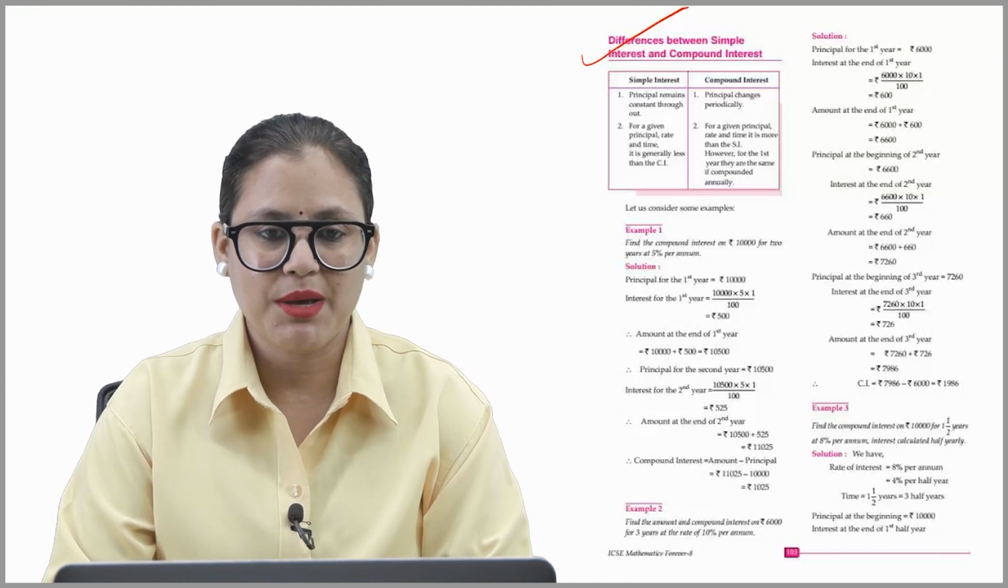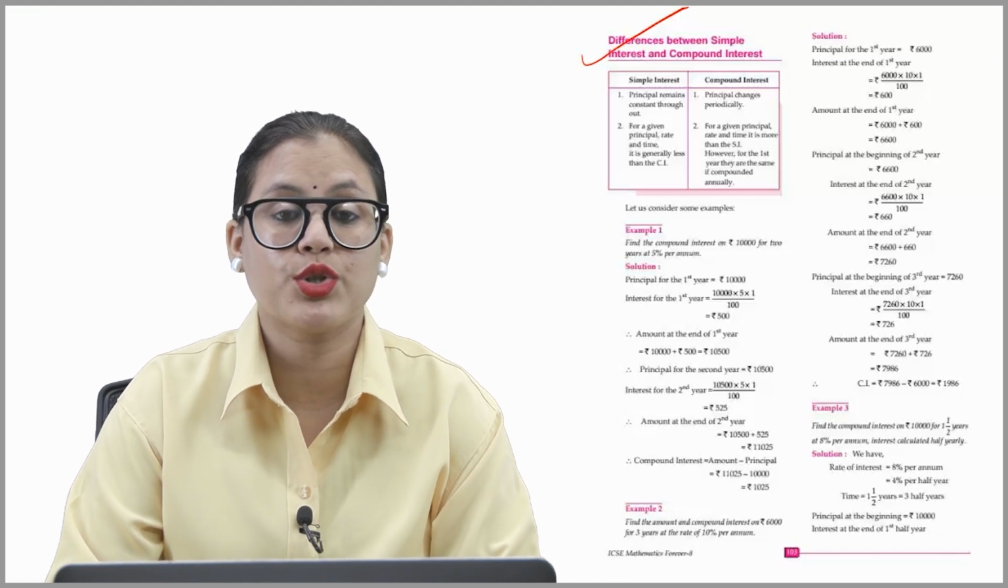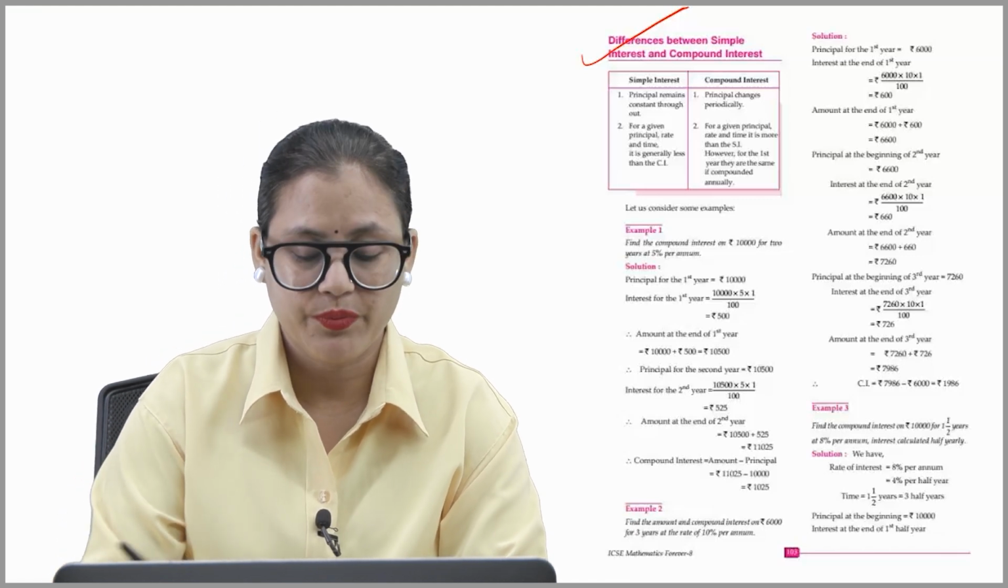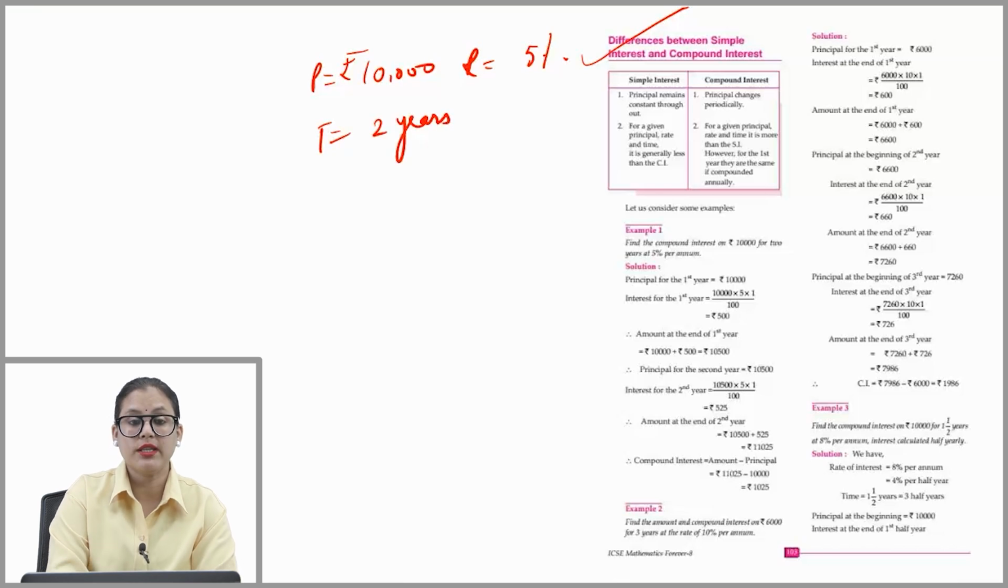Let us consider some examples. Example 1: find the compound interest on rupees 10,000 for 2 years at 5% per annum. Okay, principal is 10,000 rupees, rate is what? 5%, and time is 2 years. We have to find the compound interest.